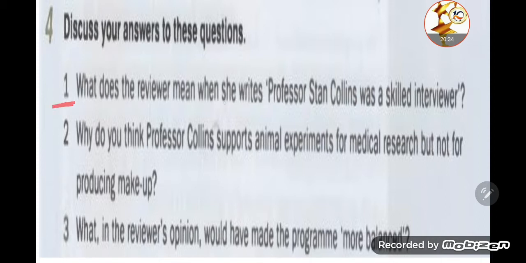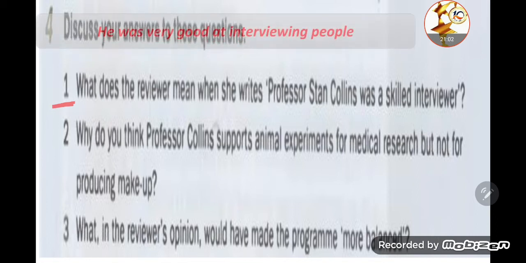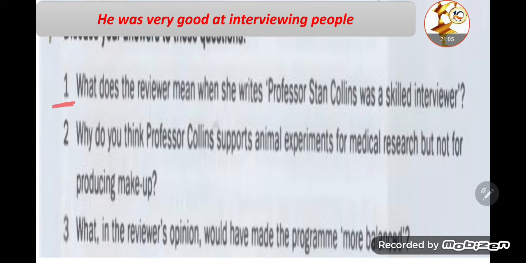What does the reviewer mean when he writes Professor Stan Collins was a skilled interviewer? I explained this and wrote questions on it. When he told us he was a skilled interviewer, what does it mean? We said it means that he was very good at interviewing people. He was excellent and very skilled at interviewing people. So he was very good at interviewing people. He was very skillful, very good at interviewing and meeting people.